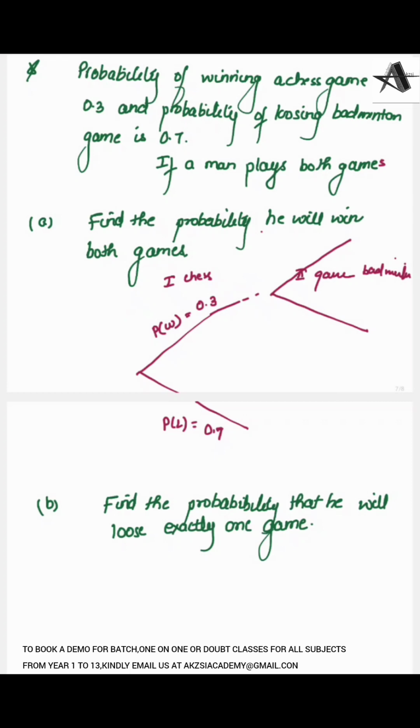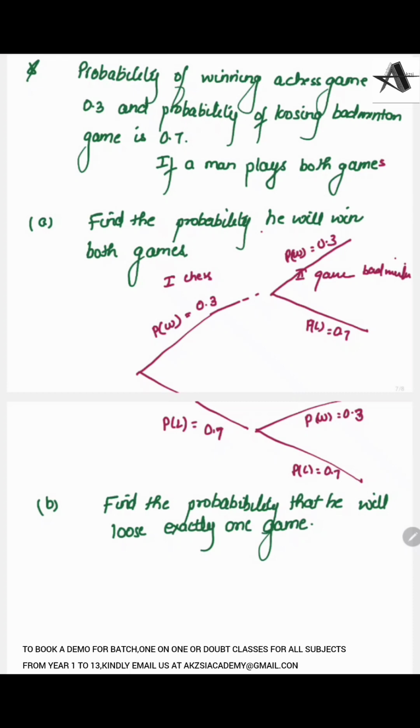Now, he will be having two different possibilities. Either he will win badminton or he'll lose badminton. For losing badminton, probability is 0.7. That means for winning, it would be 0.3. And the same can be said that if he has lost the first chess game, still he will definitely play the badminton, but either he will win badminton or he will lose badminton. So this is 0.3 and this is 0.7. So this is your tree diagram.